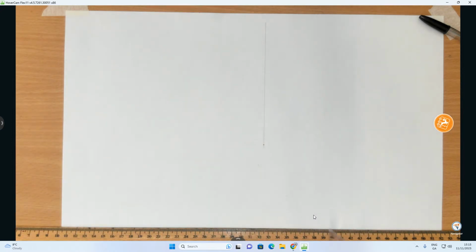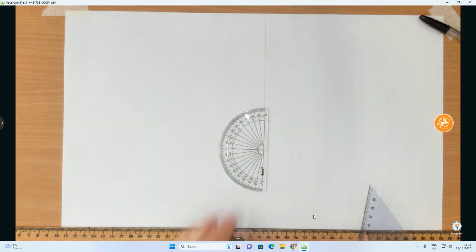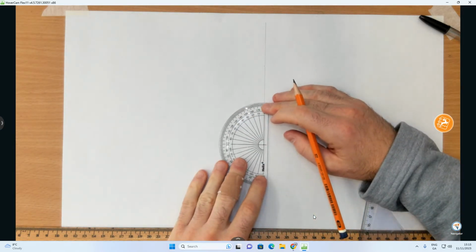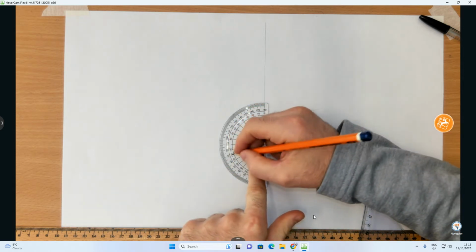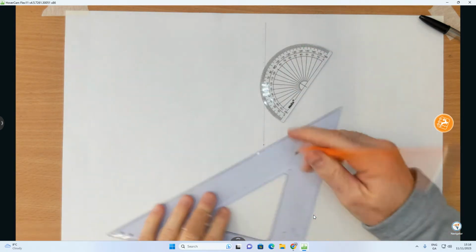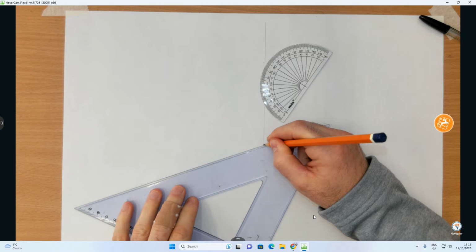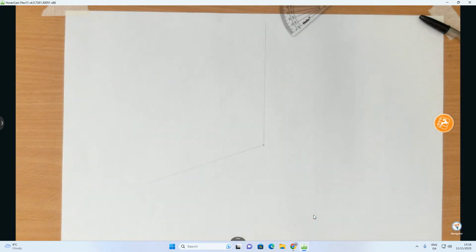From there I have to get my protractor, which I don't have on me. Using the protractor, I'm going to measure an angle of 110 degrees from my origin. So zero, reading around this way, 100, 110. So there's my 110 marked. Now I'm going to put in my next axis. There's my next axis drawn, and now I want to set up for my X-axis.